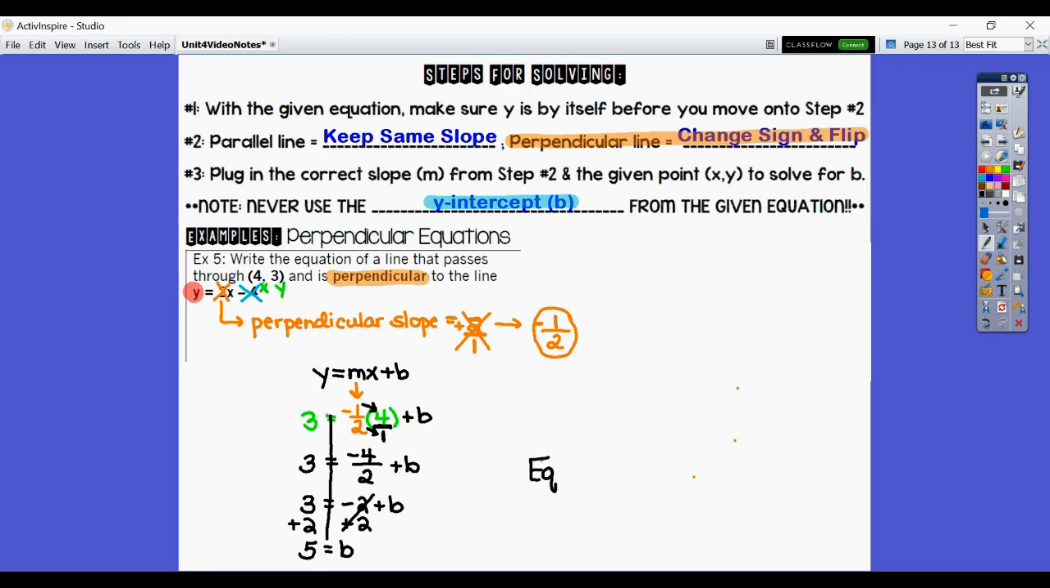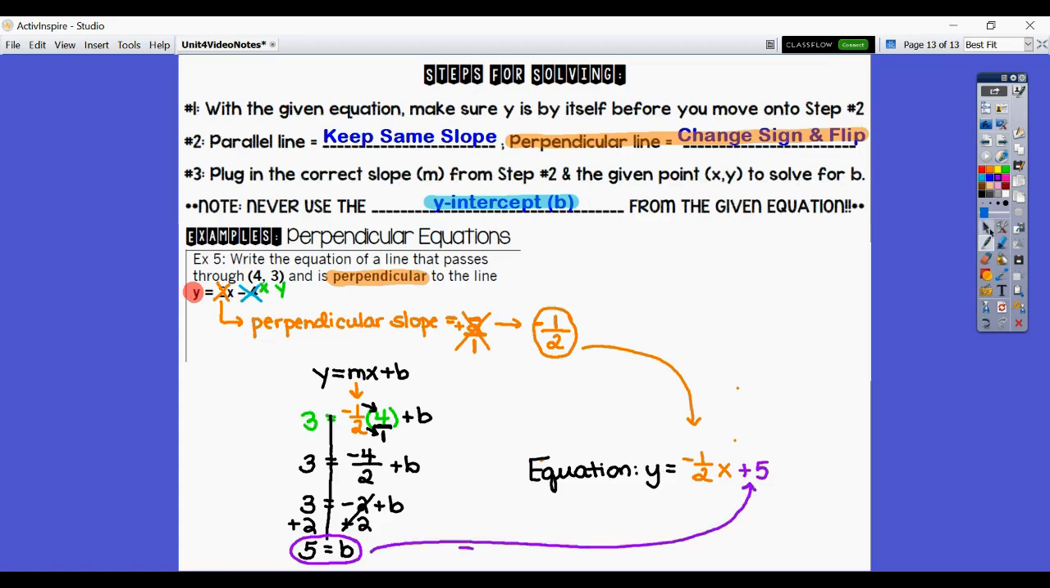To write our final equation, we go ahead and start with y equals. In front of my x, it's going to be my perpendicular slope of -1/2. And then I will go ahead and add, in this case, my b value we just solved for, which is 5. Keep the y and the x in the equation, and then let's try the last example.